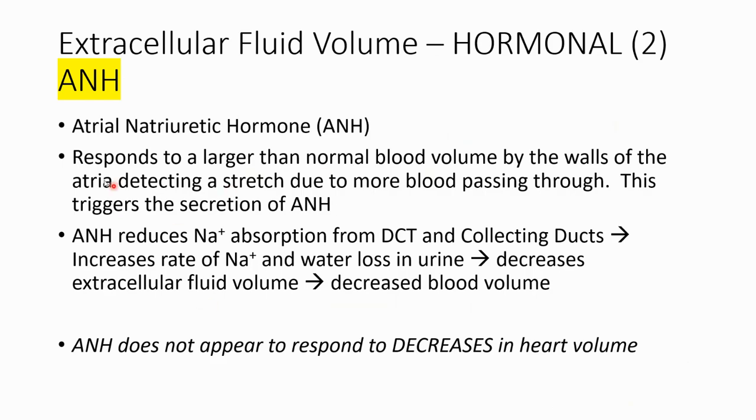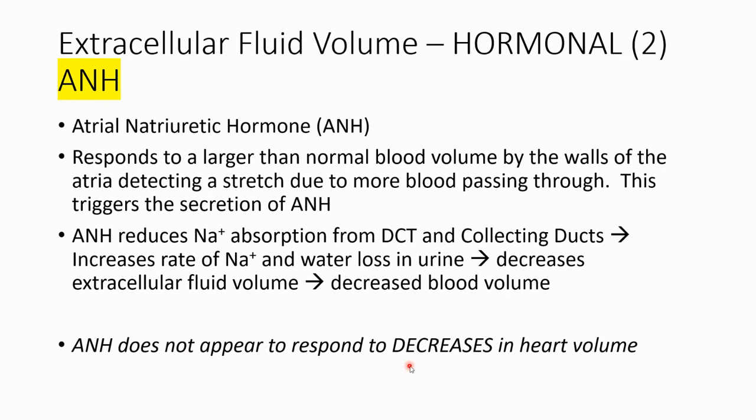Another hormonal pathway is atrial natriuretic hormone. So this is going to respond to larger than normal blood volume by the walls of the atria detecting a stretch due to more blood passing through. This triggers the secretion of atrial natriuretic hormone. So again, the stimulus for this one is high blood volume, high blood pressure. Atrial natriuretic hormone, we talked about this previously, reduces sodium reabsorption from the distal convoluted tubule and the collecting duct, which means sodium and water are going to get lost in the urine and they're going to get out of the body. This decreases extracellular fluid volume, which decreases blood volume.